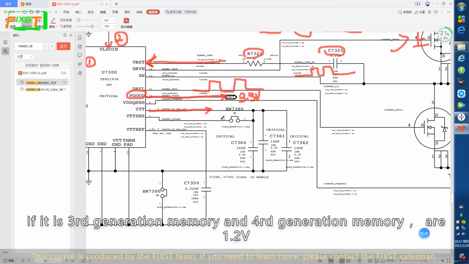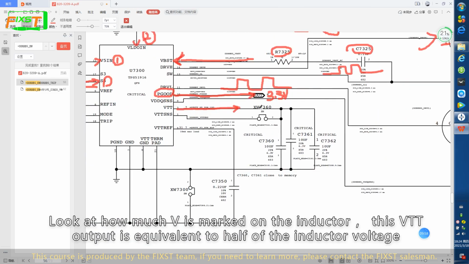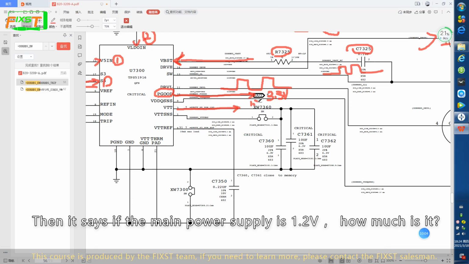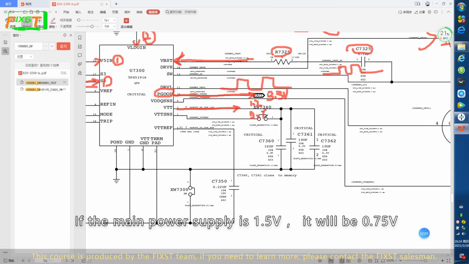If it is 3rd generation memory and 4th generation memory, they are 1.2 volt, so it is a voltage of about 0.6 volt, depending on the inductor. Look at how many volts are marked on the inductor. This VDD output is equivalent to half of the inductor voltage. If the main power supply is 1.2 volt, how much is it? 0.6 volt. If the main power supply is 1.5 volt, it will be 0.75 volt.